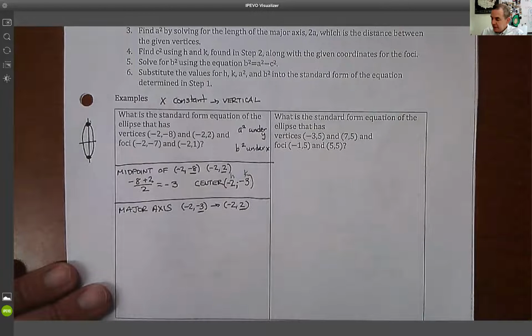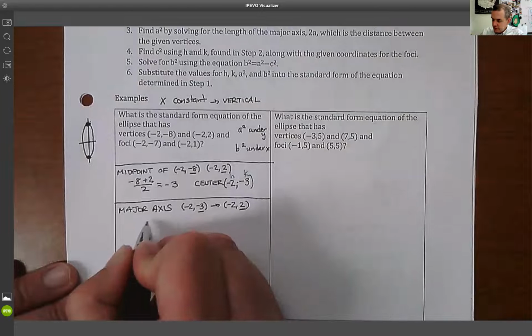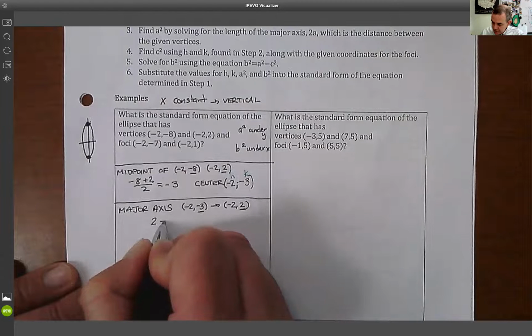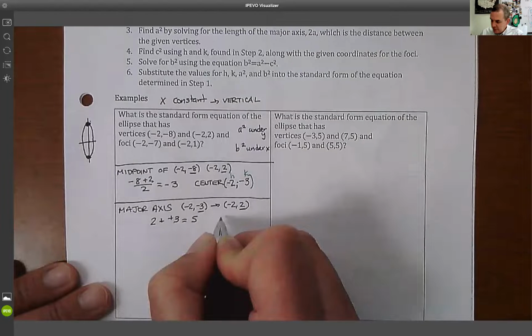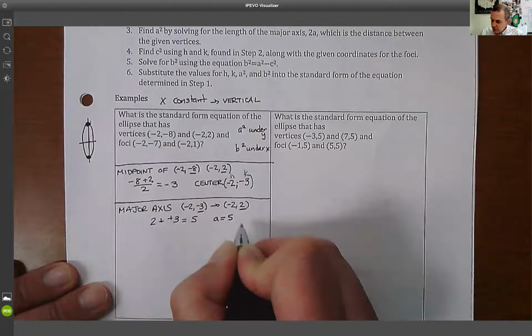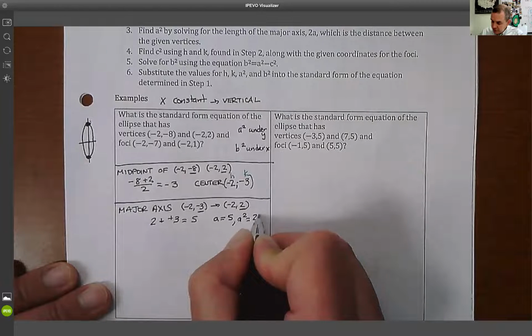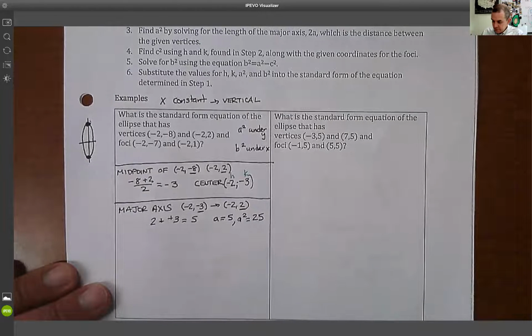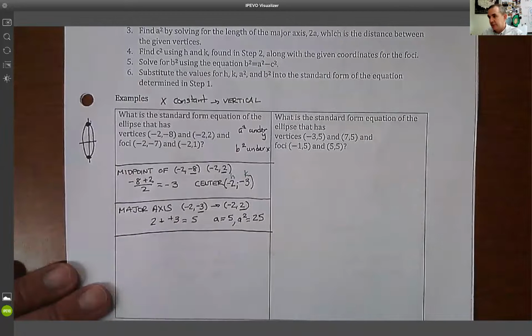The way we can figure out how far that is, is first minus last. So in this case, we're going to do 2 minus -3. That's a keep, change. That tells me the length of my major axis is 5. That tells me my a is 5, which means my a squared is 5 squared. My a squared is 25. So that's how we find our major axis.